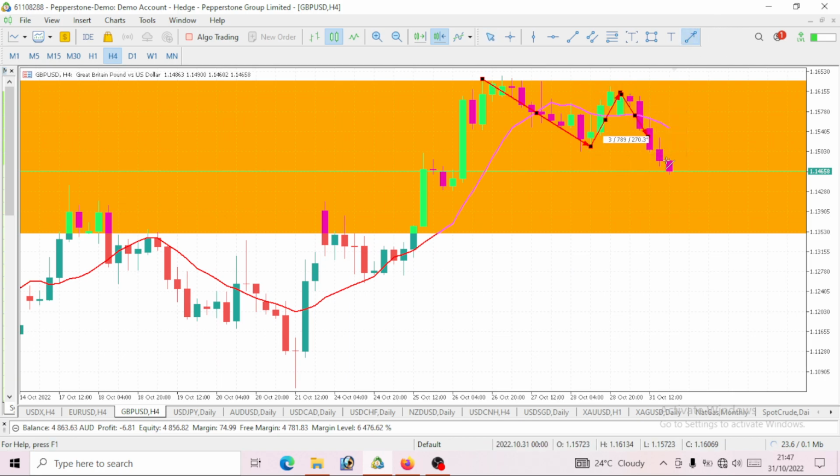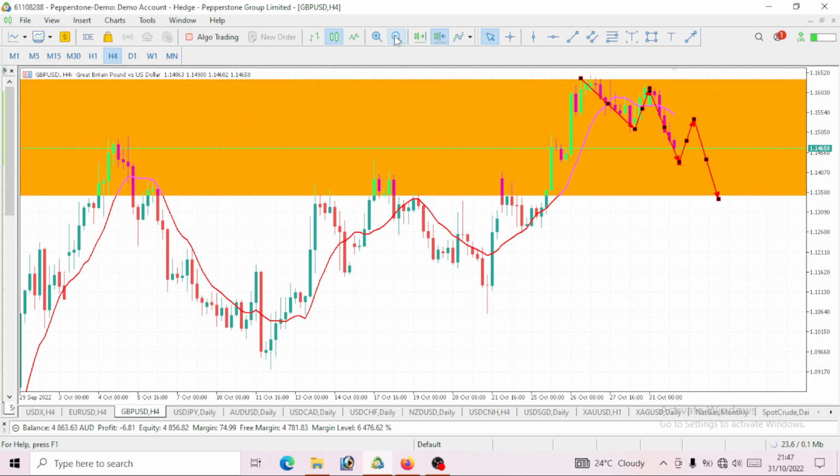Now another drop has been made. So to enter and short this position, I would possibly say you should wait for a pullback. Once the pullback has been made, then you can enter to short this GBP USD. Above all, we would be going short, like we would be selling this position.